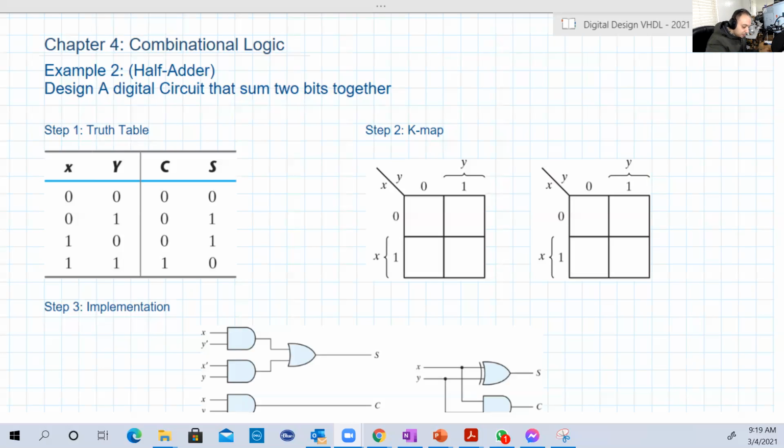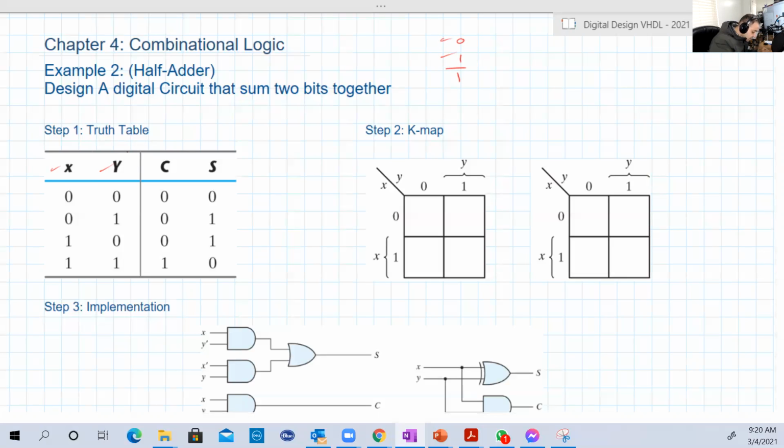So let's consider it as a problem. Design a digital circuit that sums two bits together. For example, 0 and 1 will be 1, and so on. The first step is the truth table. Basically you have two bits, two inputs, and let's assume that we don't know the output yet.